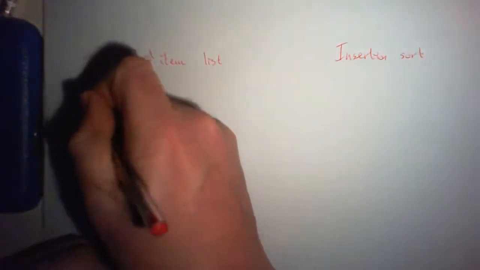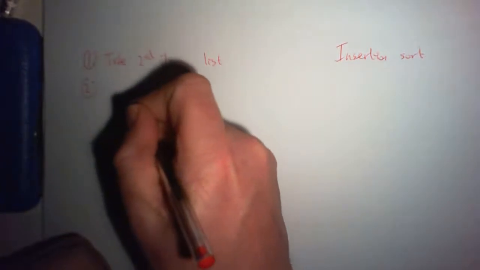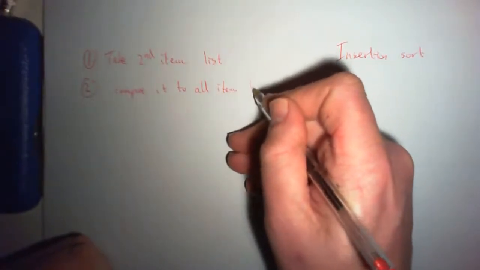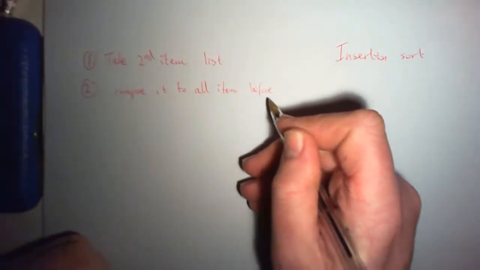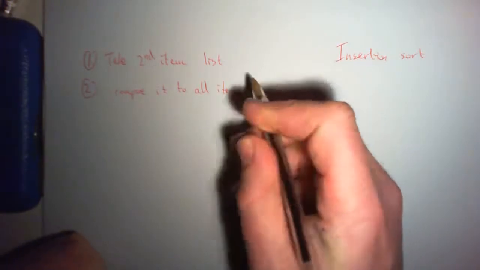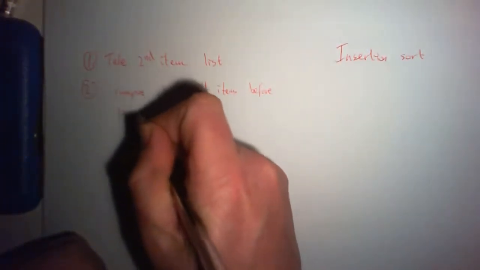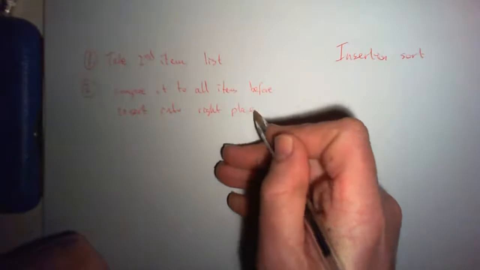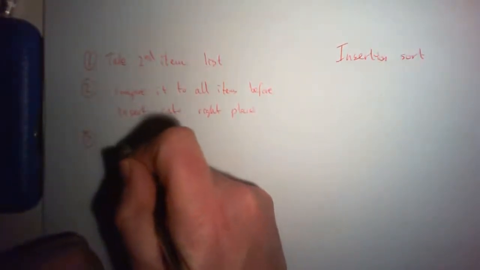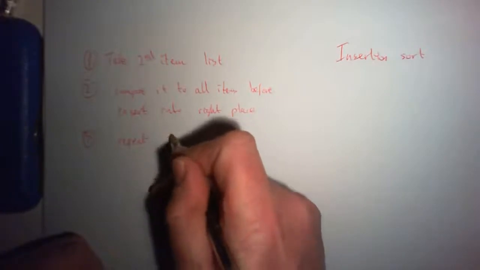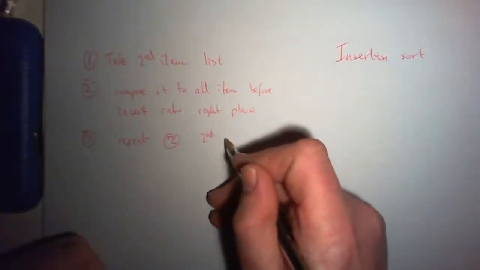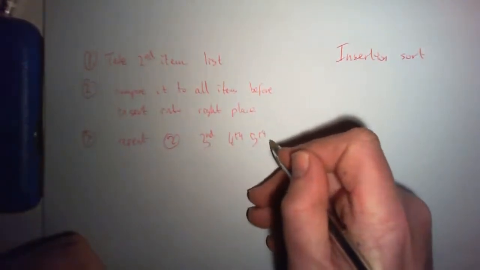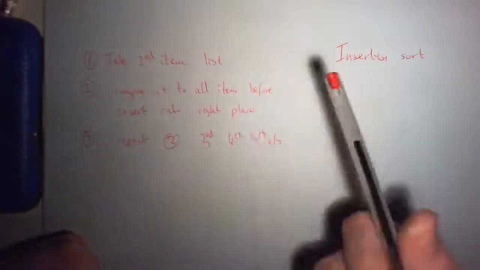Number two, compare it to all items before it, and insert it into the right place. Number three, repeat step two for the second, for the third, the fourth, and the fifth, etc., until the last number in the list has been inserted correctly.